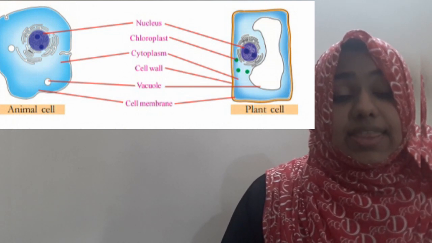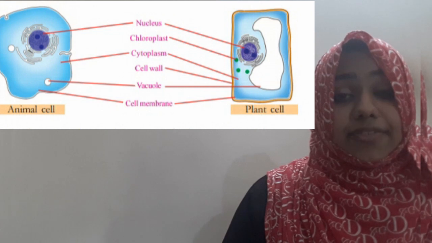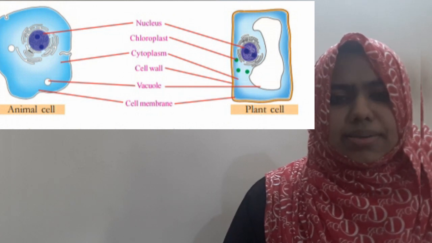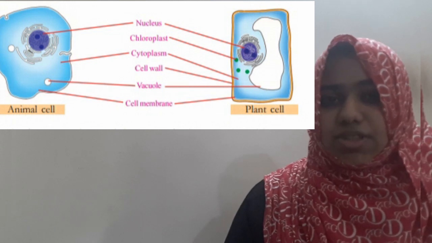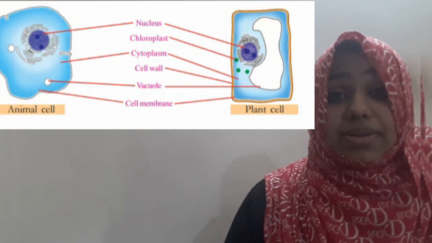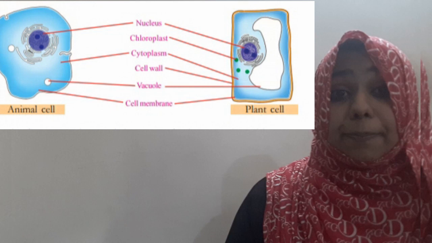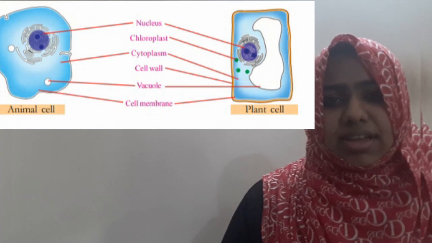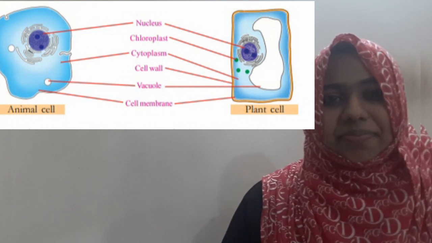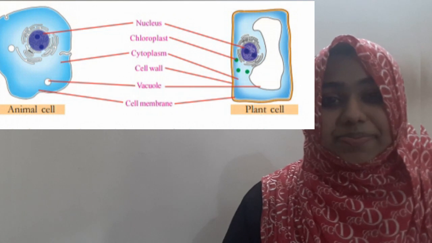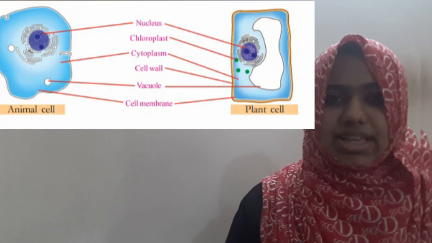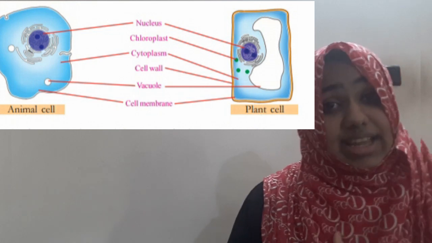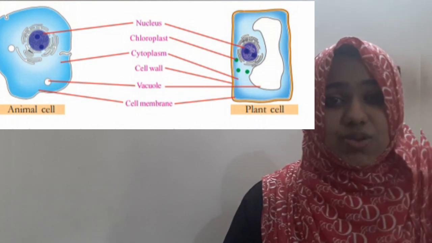Then we have chloroplast. But is chloroplast present in both the cells? No. It is only present in the plants. But why? We will discuss it further. Then we have the cytoplasm. Cytoplasm is there in both. We discussed it earlier in animal cell and plant cell also.